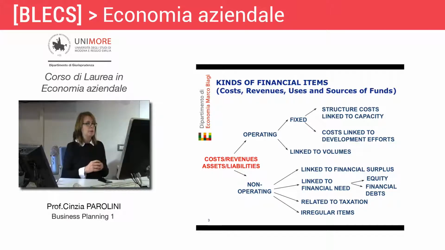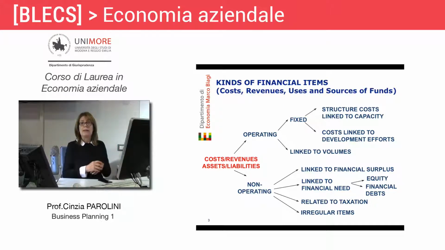Let's move to the other group, fixed items. Here again we have two subgroups. A first important group is represented by structural costs linked to capacity. For example, in the balance sheet we have equipment, investment in fixed assets in general, equipment, furniture, vehicles, and so on.